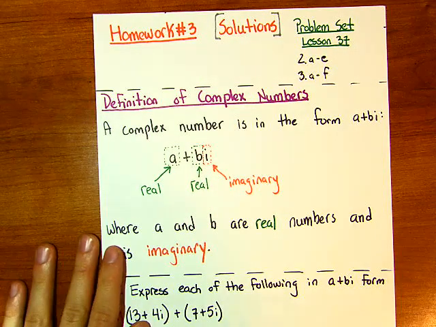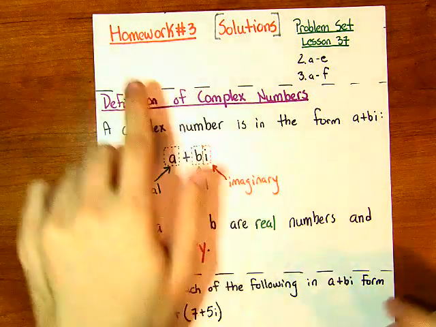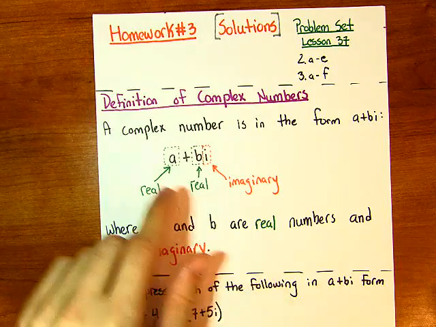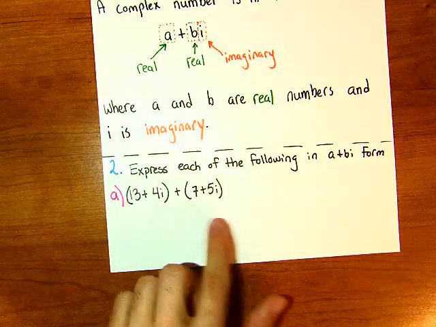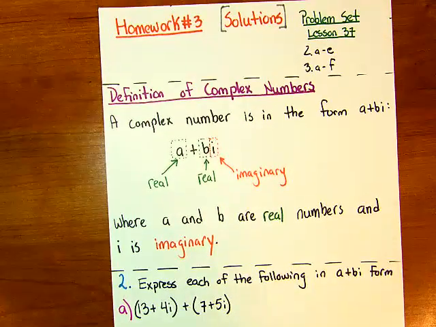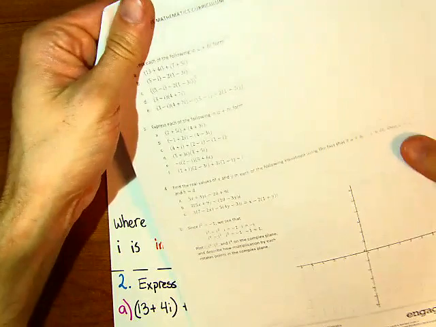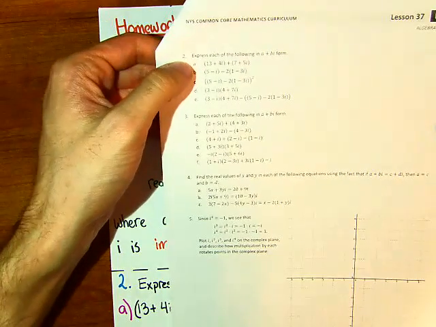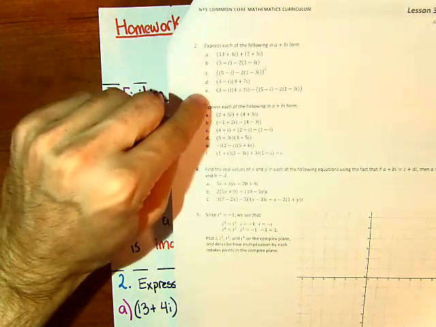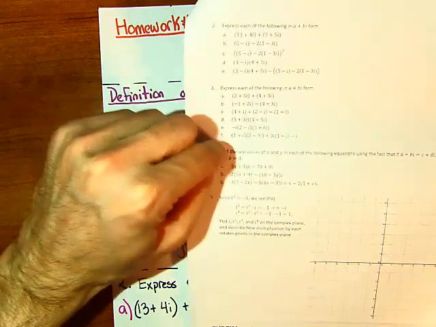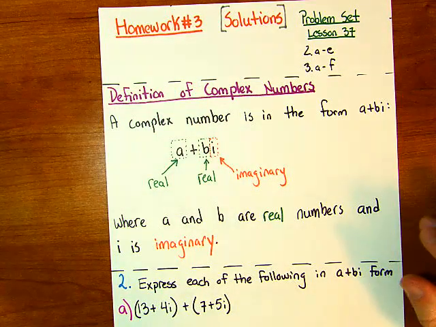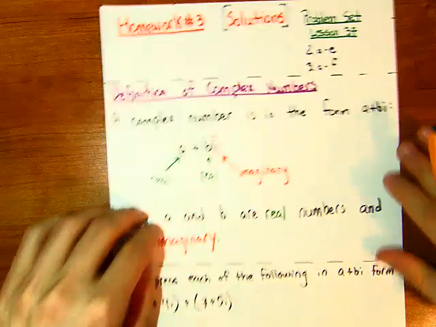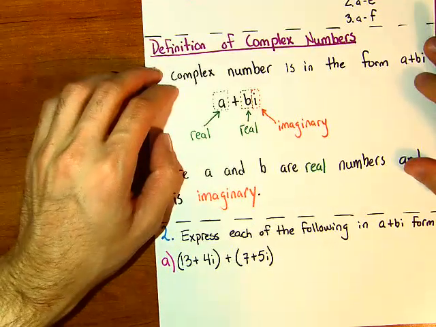All right, welcome. So here are the solutions for homework number 3. If we want to get used to adding and subtracting and multiplying imaginary numbers, this is it. And just a reminder that this is the homework I was talking about right here. Your homework number 3 was question 2, A to E, and question 3, A to F. Okie dokie. So let's just do this. Hopefully you're getting a better feel for complex numbers and how to evaluate them.